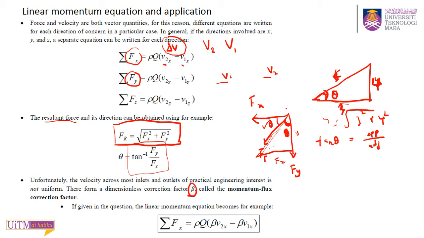You are right, you were right yesterday. The angle should be this one. Tangent theta is Fy over Fx. So for this one, it is not Fy over Fx, it is Fx over Fy. So the angle is this one. That's the correction I want to make.